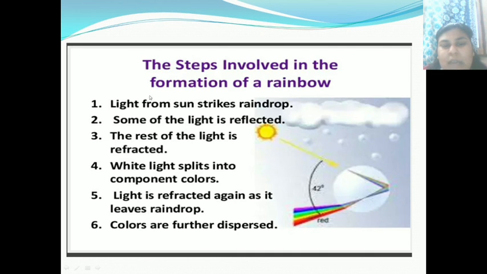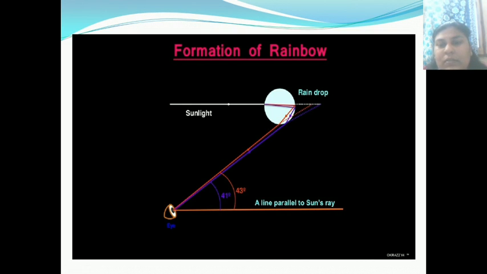So these are the steps involved in the formation of a rainbow. First, light from the sun strikes the raindrop. Second, some of the light is reflected. Third, the rest of the light is refracted. The light is split into the component colors, which means dispersion has taken place. Then the light is internally reflected, and the light is refracted again as it leaves the raindrop, and the colors are further dispersed.